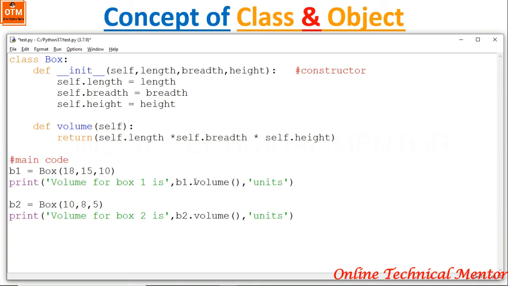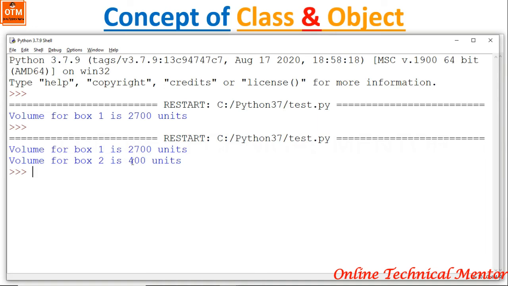So look very carefully. We are calling the member functions for the object b1 by using this dot operator. So this dot is an operator. So the b1 object is calling the volume, and this volume is working upon the b1 object. Again, when we are calling the volume the next time, this time the object is b2. So this volume will work on the values which are assigned within b2. And this volume function is called by using this dot operator. So it will give another output. Volume for box 2 is 400 units.